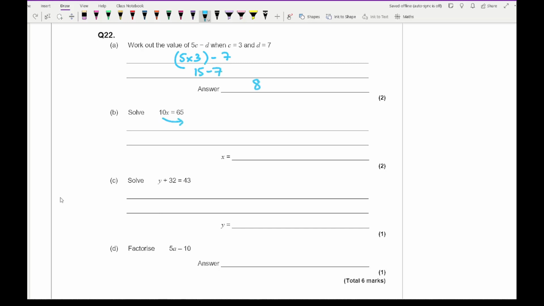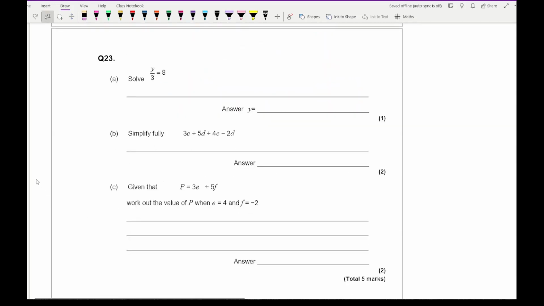This one here I need to divide by 10, and 65 divided by 10 is going to give me an answer of 6.5. Now if I wrote 65 over 10 and then went on to simplify that, that's going to be 13 over 5, and you could write it as 13 over 5, leave it as a fraction. That's absolutely fine. For question C we then need to take away 32. So here I'm left with y equals 11, and then factorizing this, a common factor between the two terms is 5, so it's going to be 5, and then in brackets a minus 2.